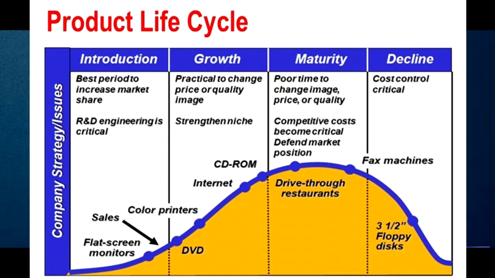And maturity, poor time to change image, price or quality. Competitive cost becomes critical, defend market position. This is what is required for maturity. Then decline, cost control critical.